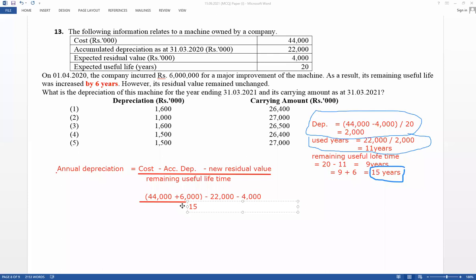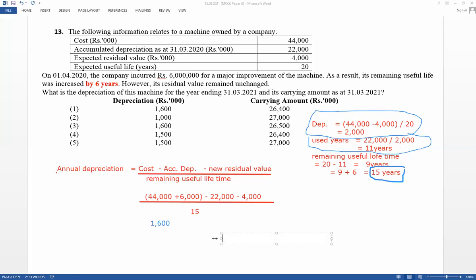Now take the answers. Depreciation can be calculated: 44,000 plus 6,000 equals 50,000, minus 22,000 accumulated depreciation, as well as 4,000 residual value, divided by 15. Therefore, annual depreciation equals 1,600. This is the first part, annual depreciation. They ask for annual depreciation as well as the carrying amount at 31st March 2021.